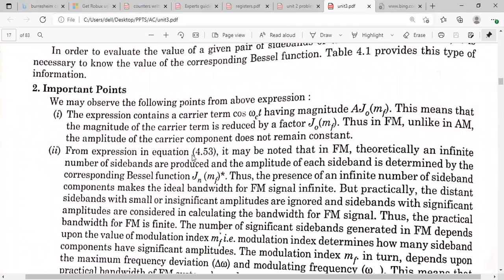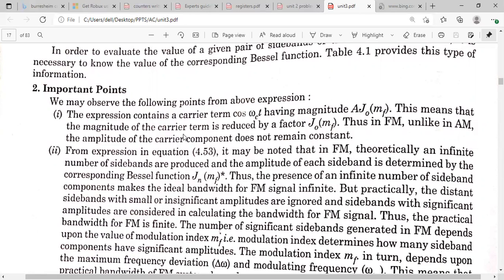Okay, and in this wideband FM, you have to remember a few points. From the standard expression, it contains the carrier component, with the magnitude A J naught of mf. Here the magnitude of the carrier will be reduced by this factor.